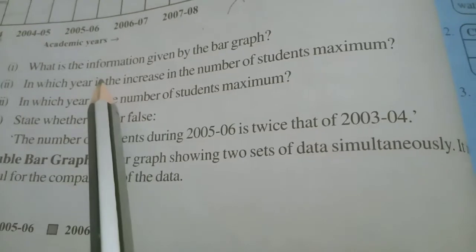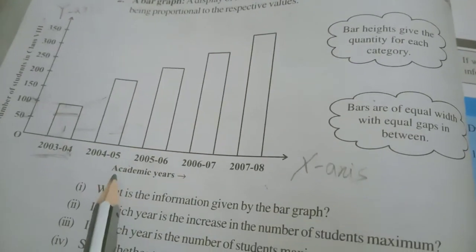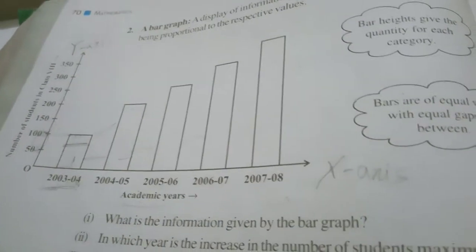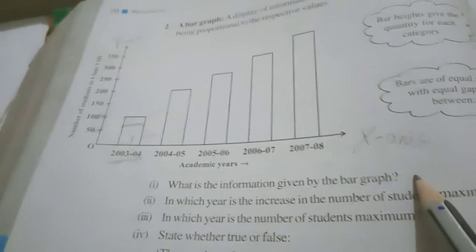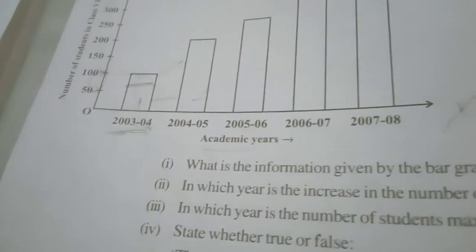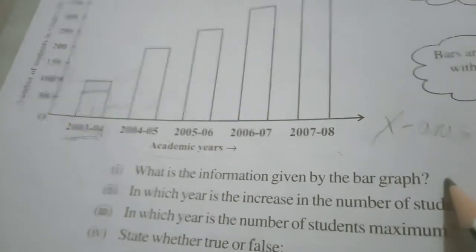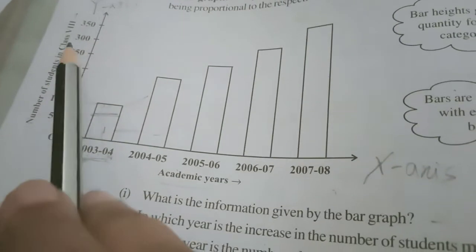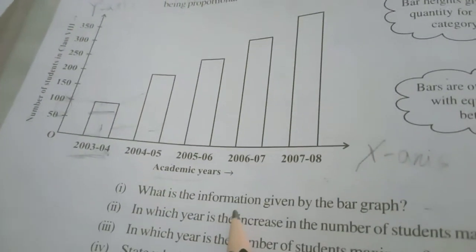What is the first question? What is the information given by the bar graph? This bar graph, what information does it give us? It gives the academic year and the number of students in class 8. Then what will be our answer? Year wise, means academic year wise number of students in class 8. That is the answer.